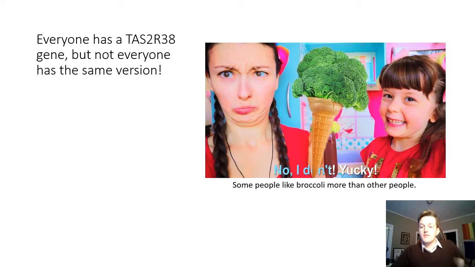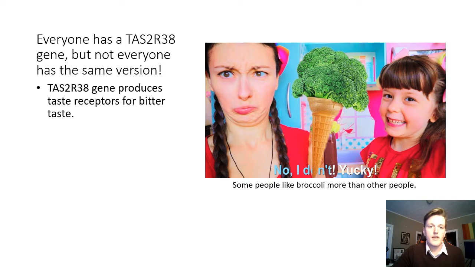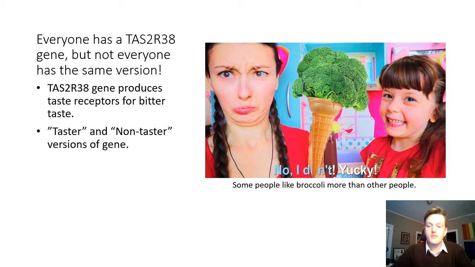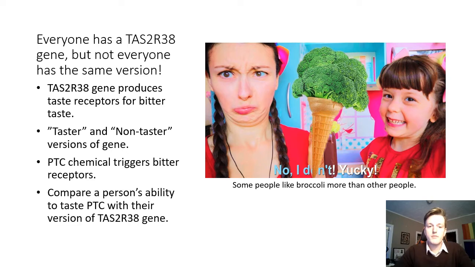So, some background information. Everyone has this gene, TAS2R38. Apparently it can also be called Taster38, but not everybody has the same version. And so this is referred to as alleles, where everybody has this gene, but some people have different versions of that same gene. This gene produces taste receptors for the bitter taste. In general, the two versions that we're going to talk about are the taster version and the non-taster version. PTC is the chemical that triggers this receptor.